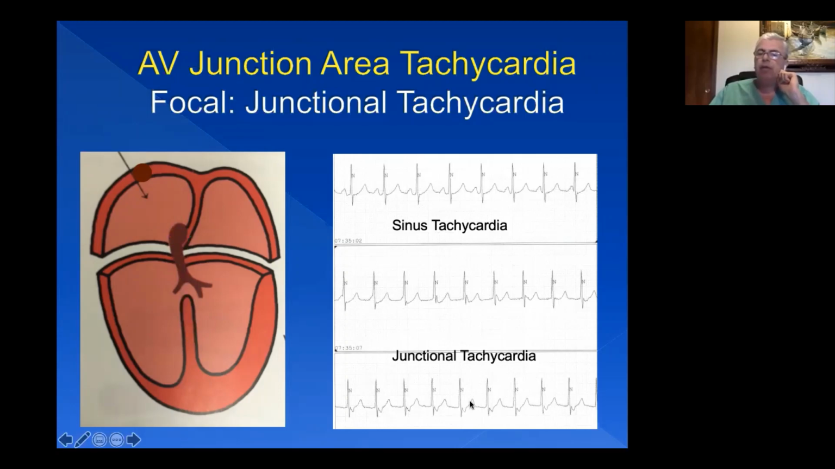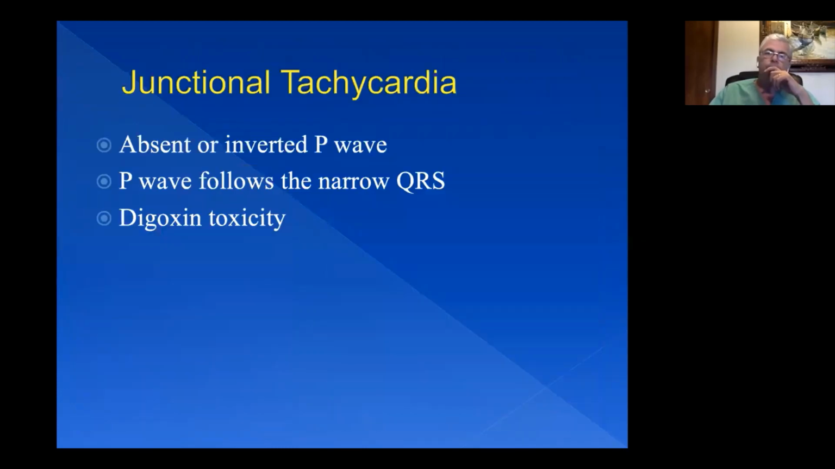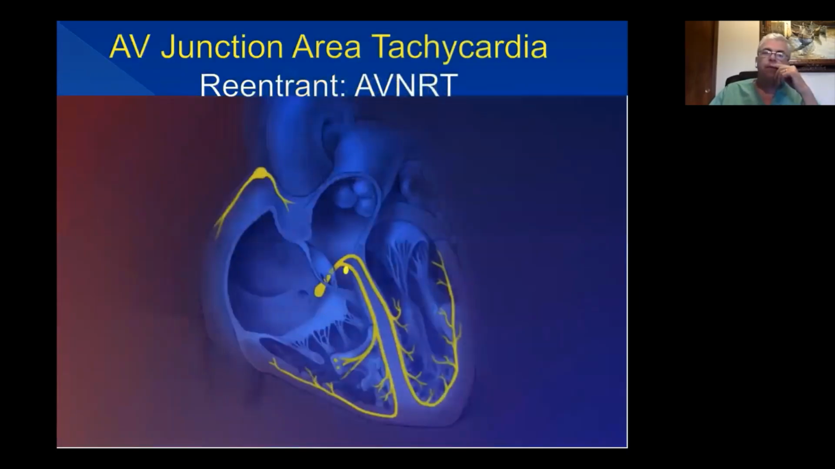How do you know junctional tachycardia? Narrow QRS with no P wave before it at a fast, regular rate. And digoxin toxicity is one of the things that can give us junctional tachycardia. We're getting close for those who are about to get bored or fall asleep.